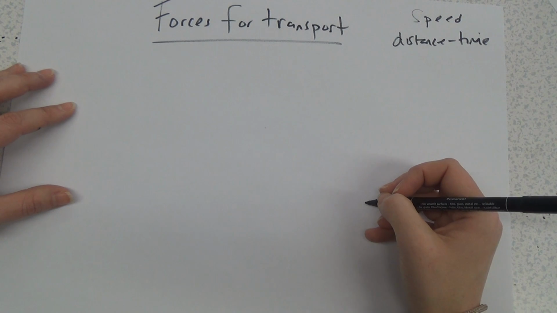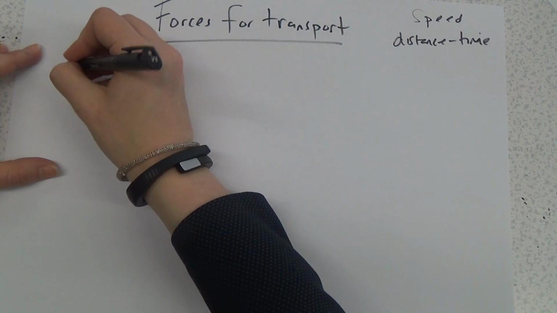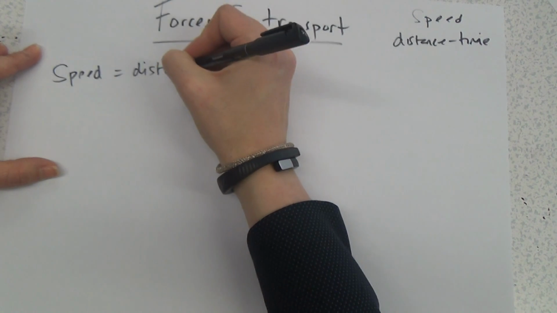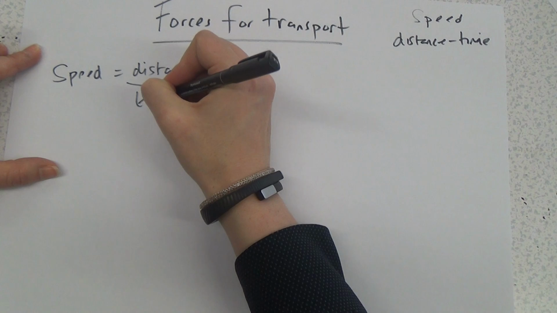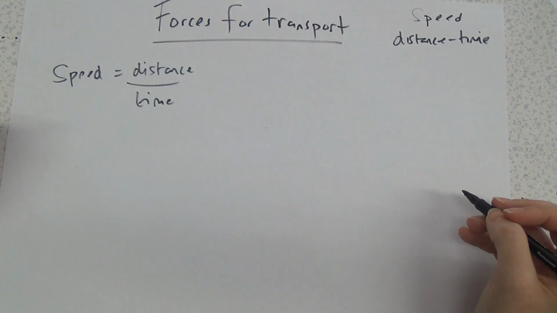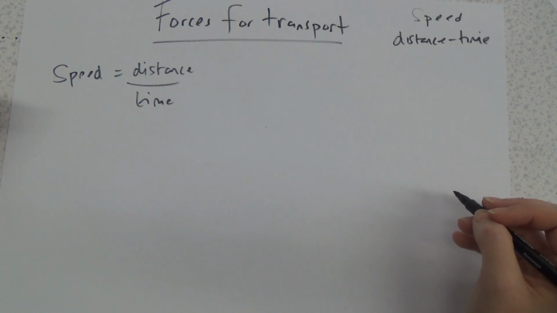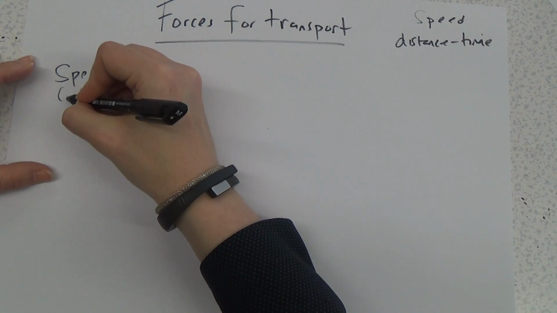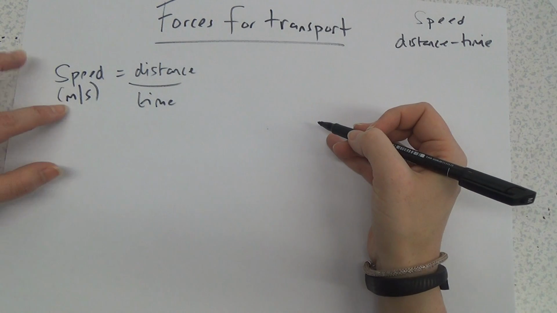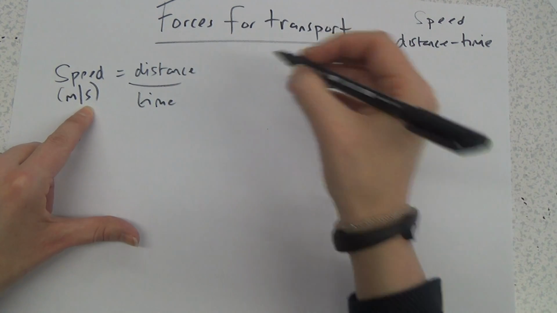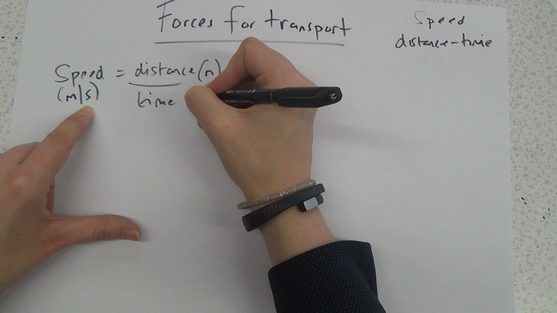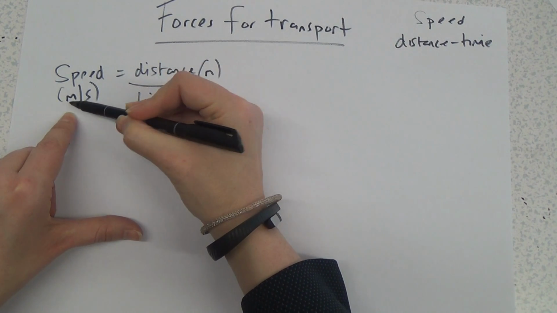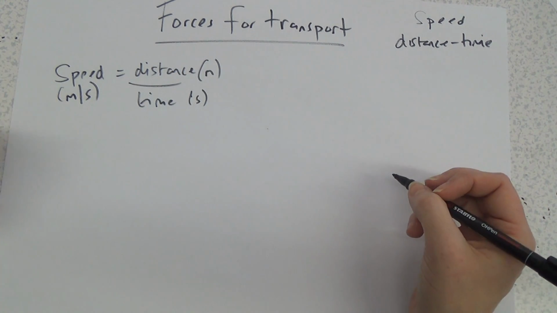In the case of speed, when you look at speed at key stage 3, it is equal to distance divided by time. And that's absolutely fine, you can use that equation, but it does have its limitations. If we're using scientific units, we're usually talking about speed in meters per second, where the distance is in meters and the time is in seconds. So distance over time, meters over seconds, or meters per second.